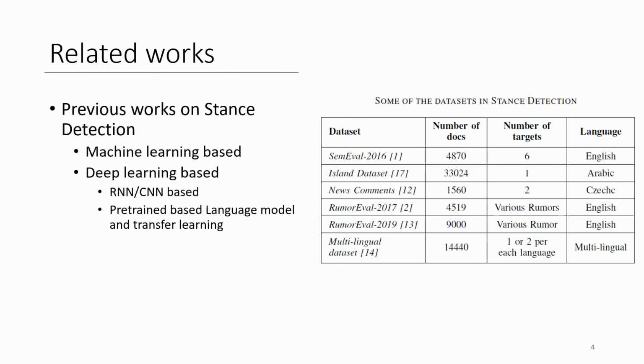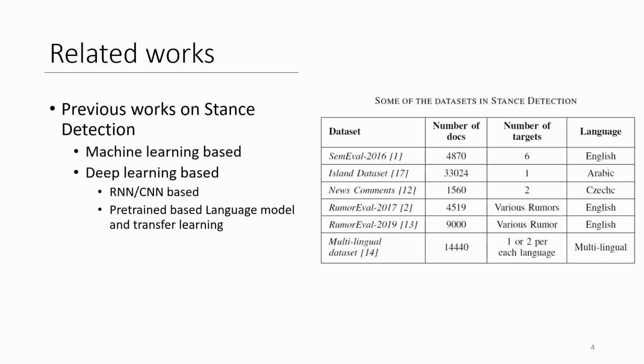Previous works on stance detection were first based on machine learning that used features like n-gram, char-n-gram, TF-IDF with models like SVM. These methods need feature engineering for building a good model.